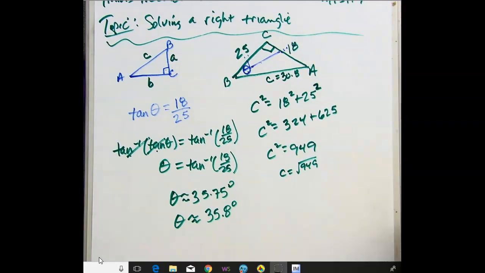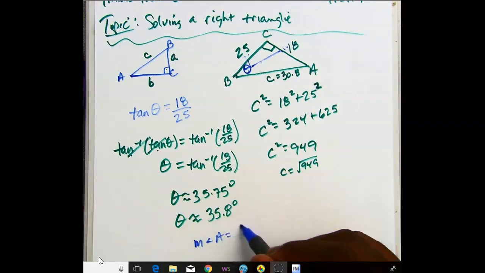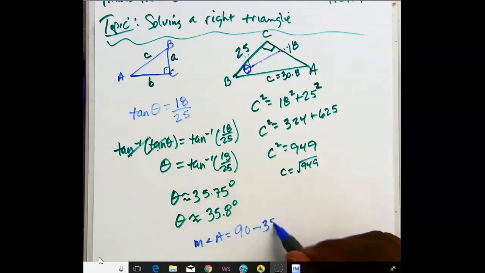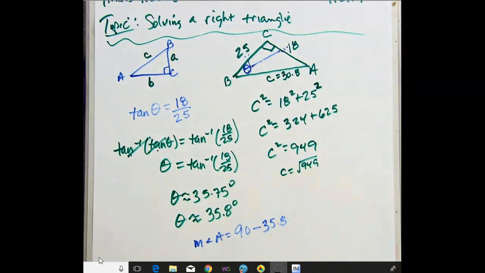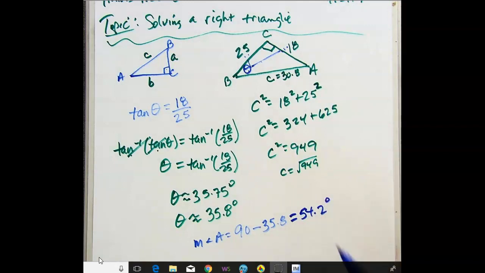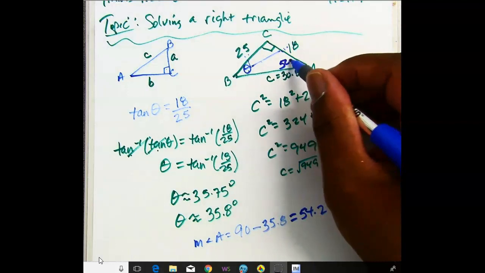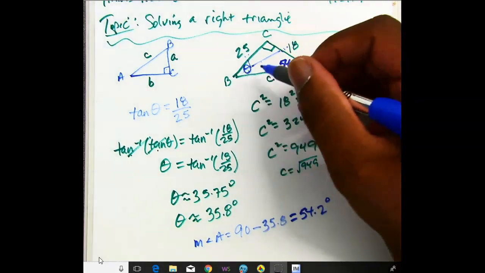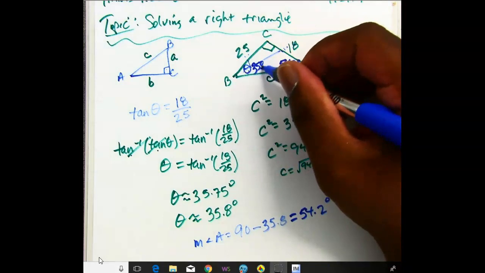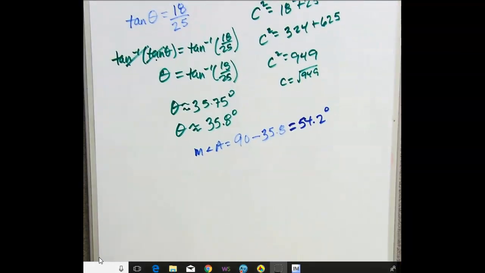Our missing angle measure, so angle A, measure of angle A will be 90 minus 35.8. So that's going to give us 54.2. So angle A is 54.2 degrees. Angle B is 35.8 degrees. So now we have solved this right triangle because we have all six parts.